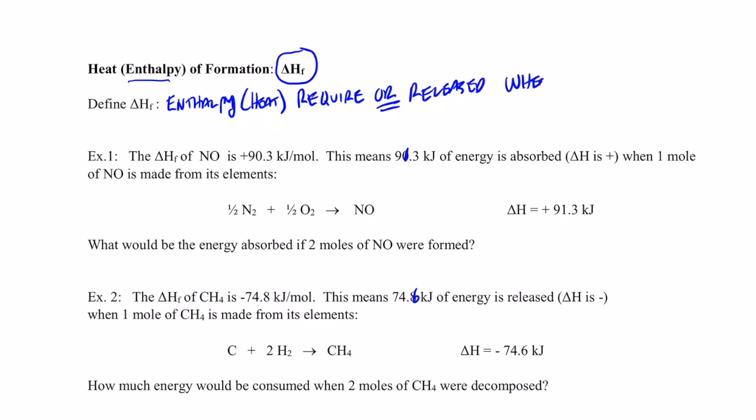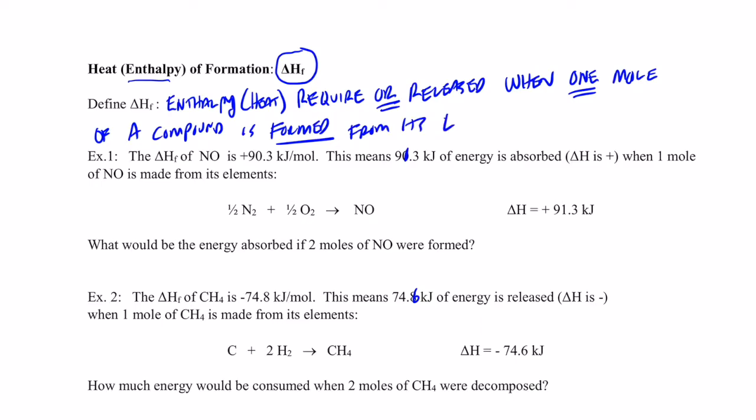when 1 mole of a compound is formed from its elements. So it's the heat required, we got the delta H there, or released when 1 mole of a compound is formed or created from its elements. That's called heat of formation.